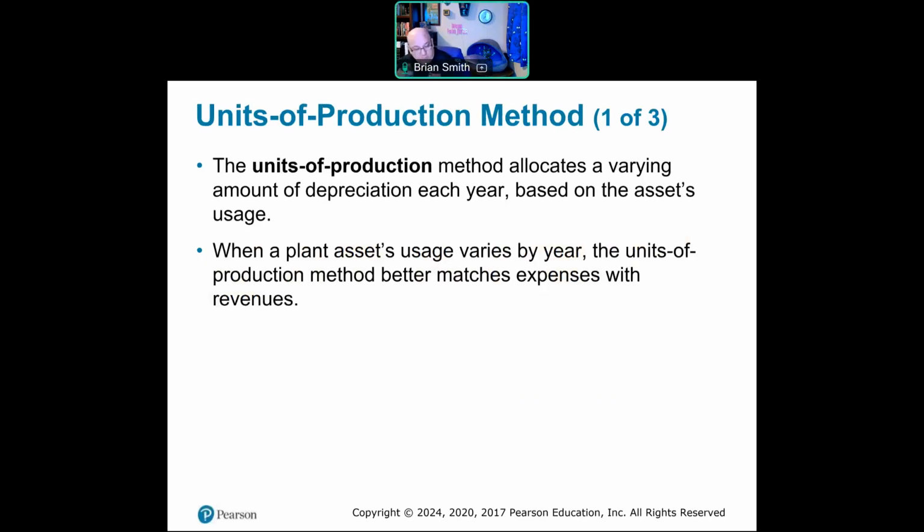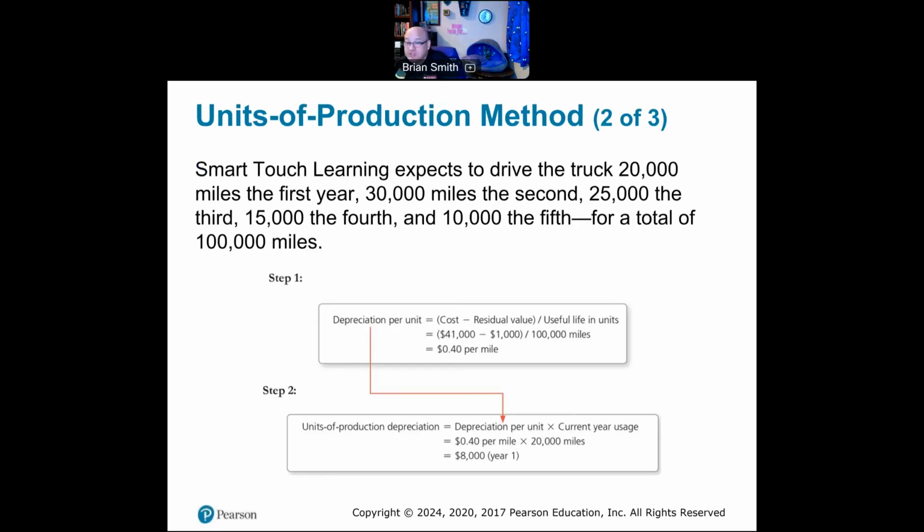Units of production. It means exactly what it says. We are going to estimate the cost based on how many units we produce. This method is interesting. It's a little more complicated, but it's still straightforward. For depreciation, you're going to take cost minus salvage value or residual value, and divide it by the total number of units you expect to produce. If it's a car, how many miles you're going to drive. If it's a piece of equipment, how many units you expect to produce from that equipment.